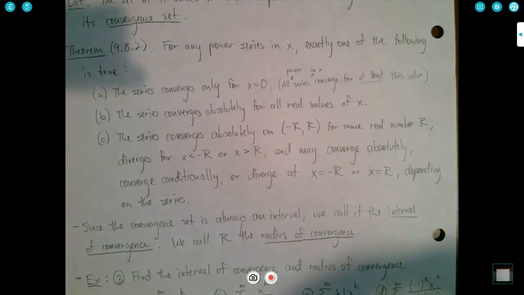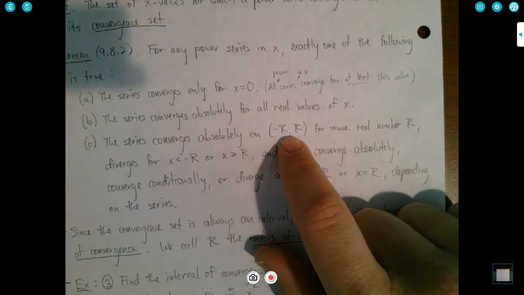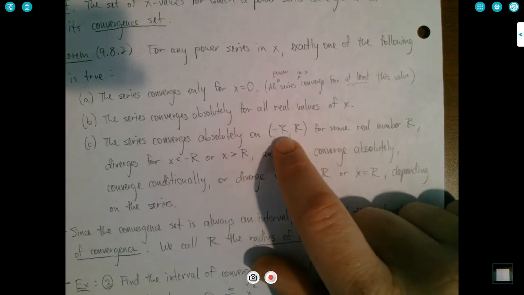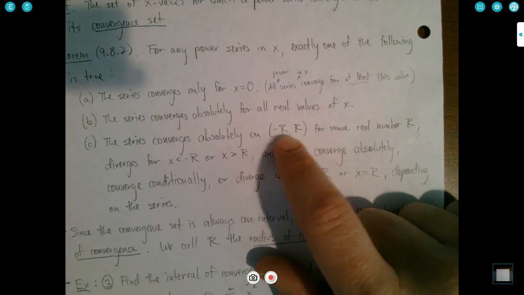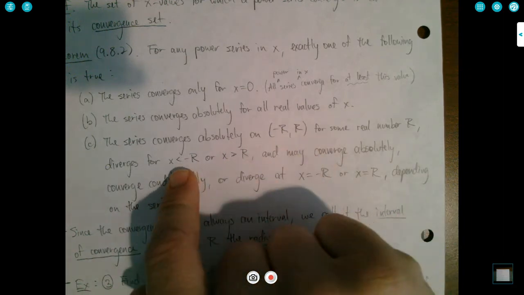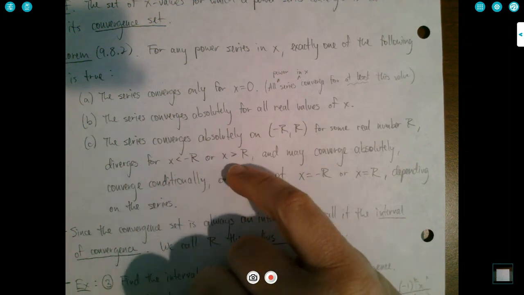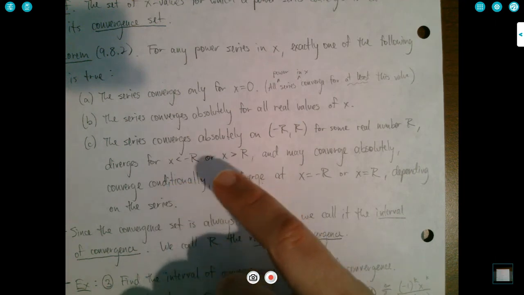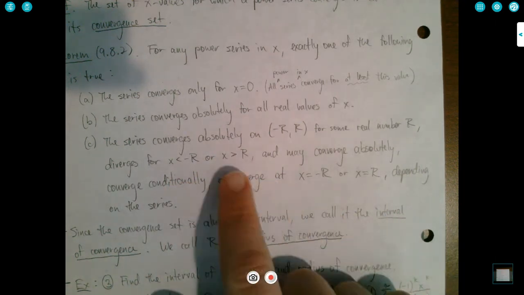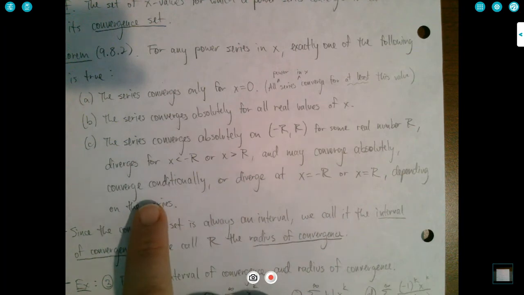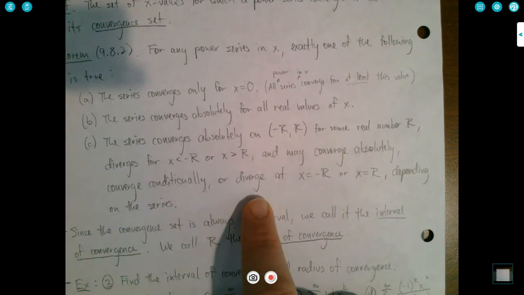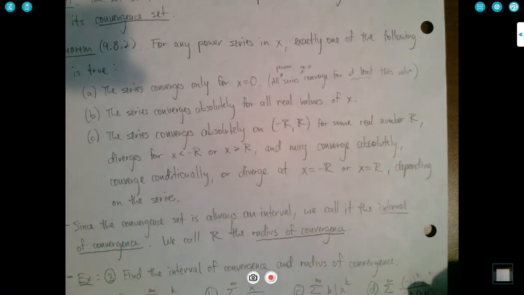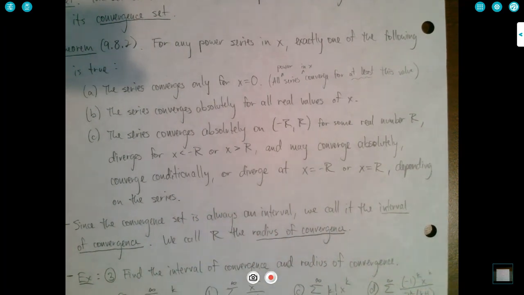This still yields a question: what happens right at negative r and right at positive r? We know if x is greater than negative r but less than positive r, it's going to converge. We know that it's going to diverge if it's less than negative r or greater than positive r. But what happens when x equals negative r or when x equals positive r? Well, there it may converge absolutely, or it may converge conditionally, or it may diverge at those two locations. And that just depends on the series.